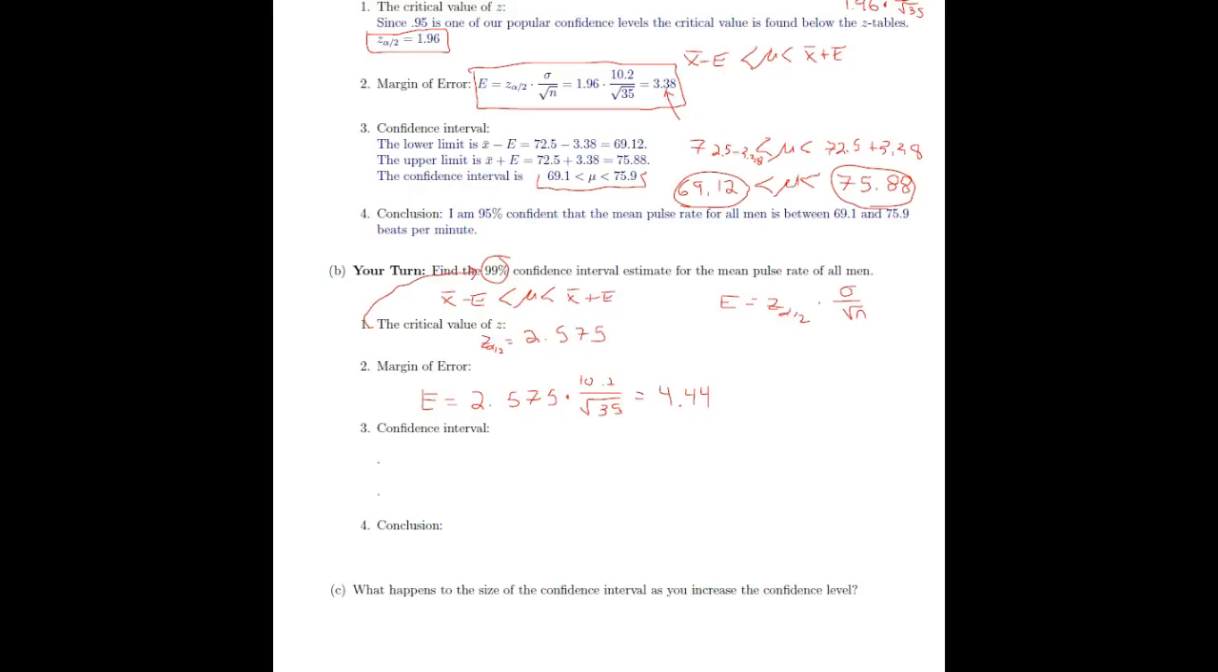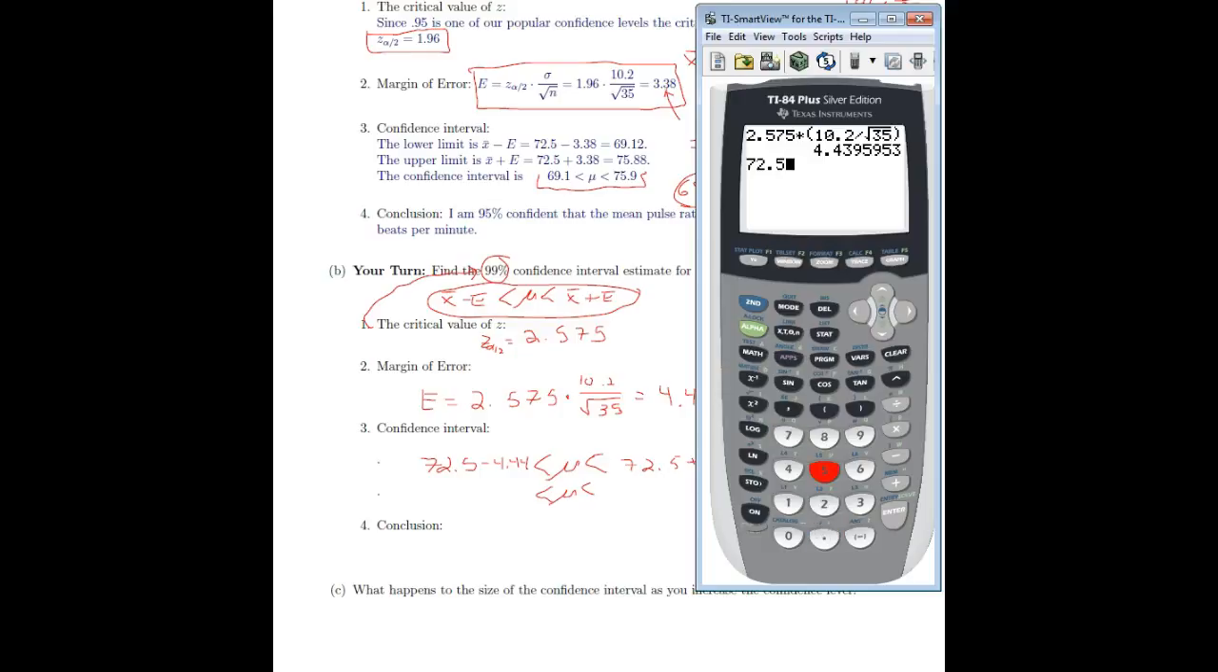Okay, so now we come up with our confidence interval, and that is just by using this general form right up here. So we are 99% confident that mu is between 72.5 plus 4.44 and 72.5 minus 4.44. So we'd want to calculate those values. 72.5 minus 4.44 is 68.06, and 72.5 plus 4.44 is 76.94.